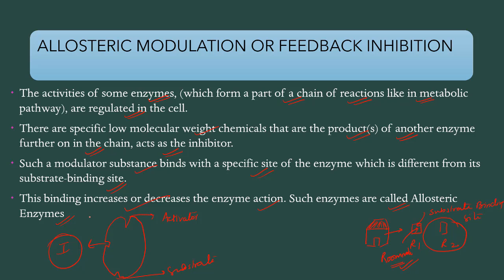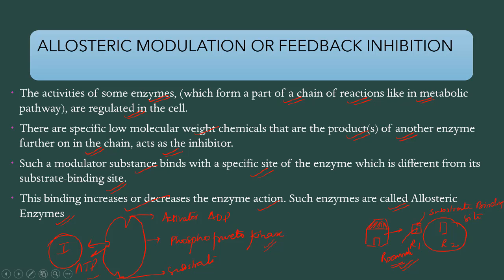Understood? Like the enzyme phosphofructokinase is activated by adenosine diphosphate. So adenosine diphosphate is an activator for the enzyme phosphofructokinase, and ATP acts as an inhibitor. So ATP is basically the inhibitor for phosphofructokinase, but ADP, adenosine diphosphate, is an activator. These are the feedback mechanisms generated during requirement. These are known as allosteric modulation or feedback inhibition.